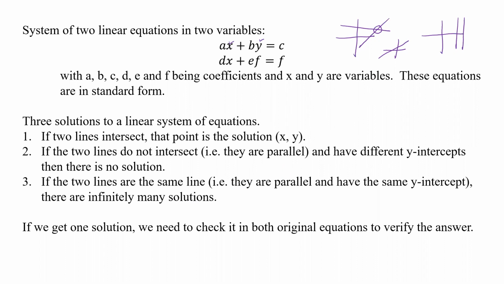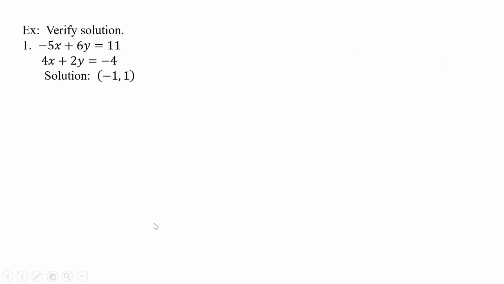Now, if we get one solution, we need to check it in both original equations to verify. So we can do a check here and verify that it works in both equations. Again, use the originals, not anything you've done to them. If we have no solution or infinitely many solutions, it's really hard to do a check. With infinitely many, you can choose a couple of points and see if it works for both of them all the way through, but with no solution, you really can't do that. So that's going to be an issue there.